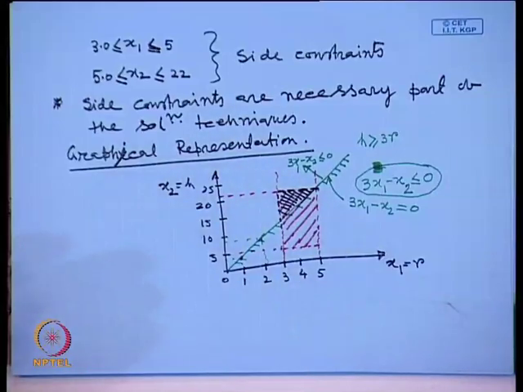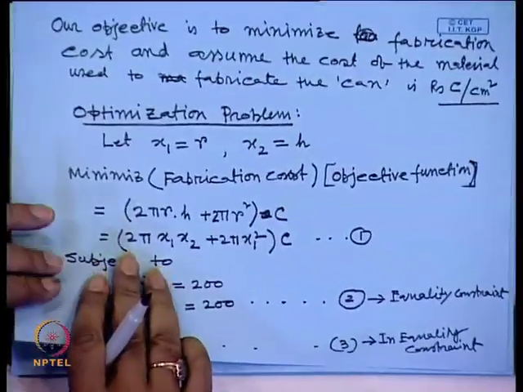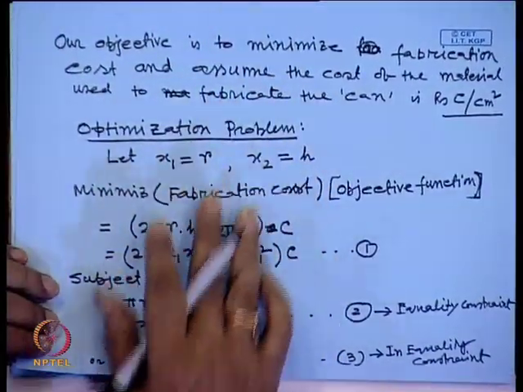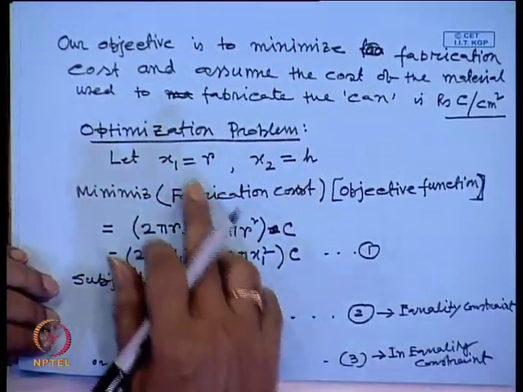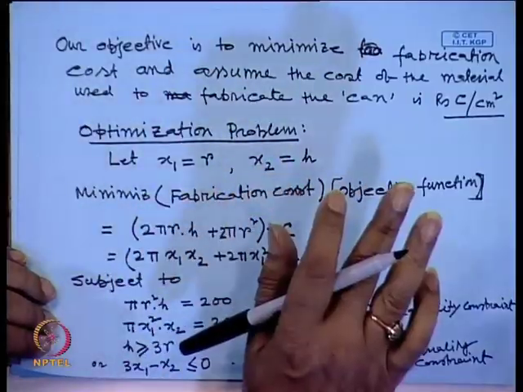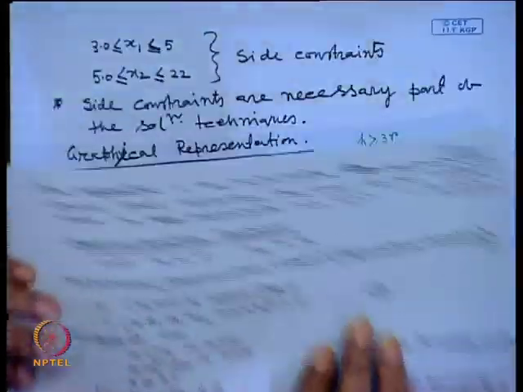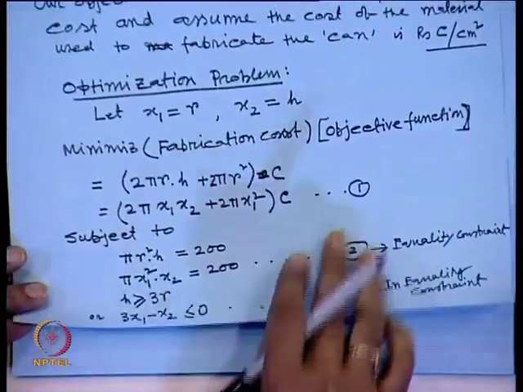If you look at this problem, the optimization problems may be of two categories. I am talking about static optimization problems, because x1 and x2 do not vary with time. This is fixed. Now you see this optimization problem, which I have written here.